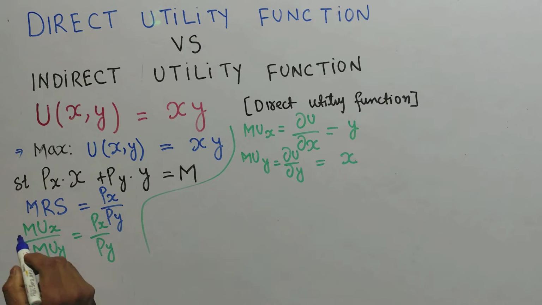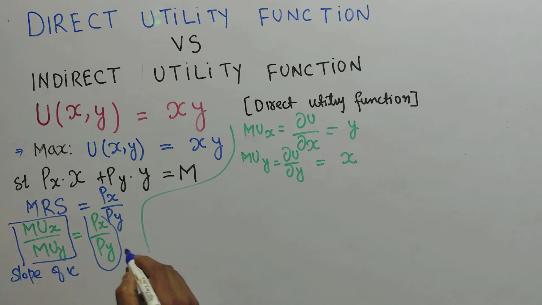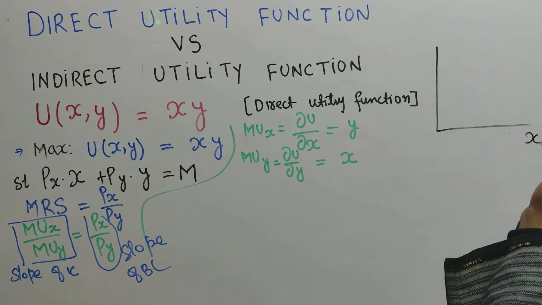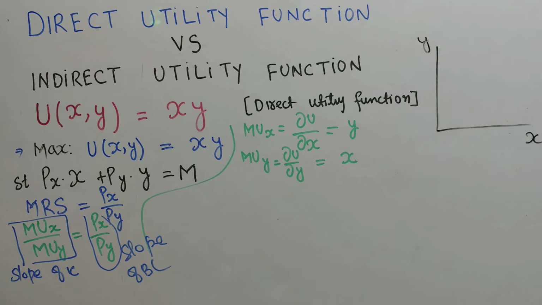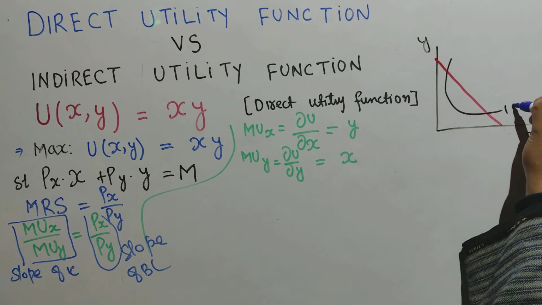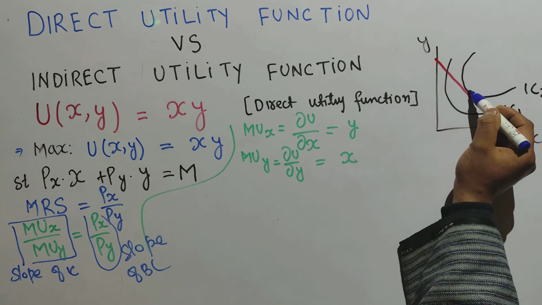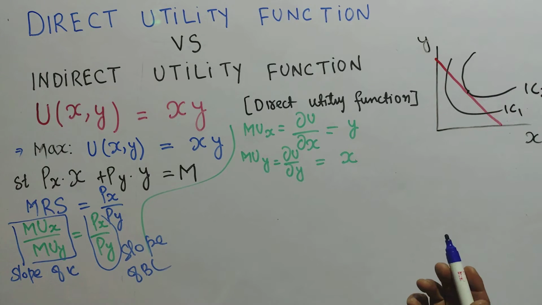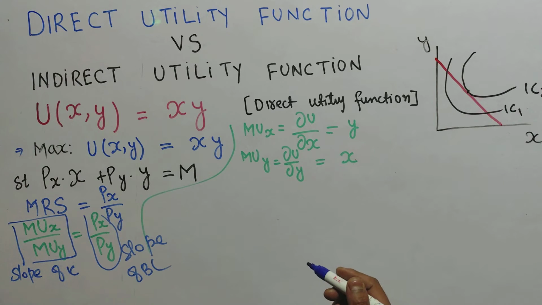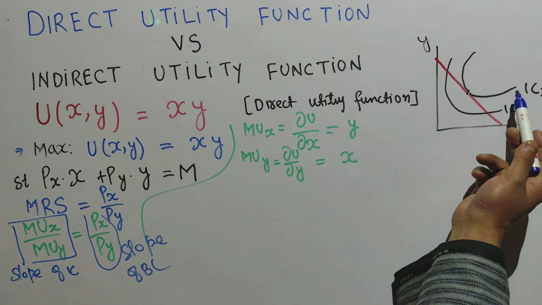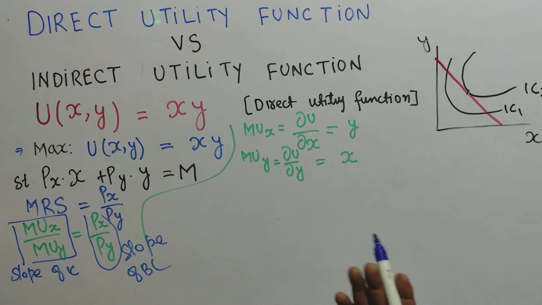Now, this MUX upon MUY gives us the slope of the indifference curve, and the price ratio gives us the slope of the budget line. If I show it graphically, let us say we have good X on the horizontal axis, good Y on the vertical axis, with the given budget line. The consumer wants to reach the highest possible indifference curve. Let us say this is IC1, this is IC2. When the indifference curve and budget line are tangent to each other, the consumer chooses his optimal combination of good X and Y. At this point the slope of the indifference curve is equal to the slope of the budget line, where they are tangent to each other.